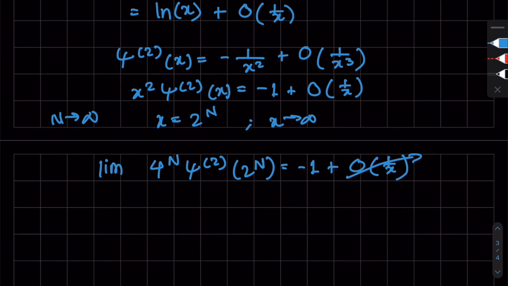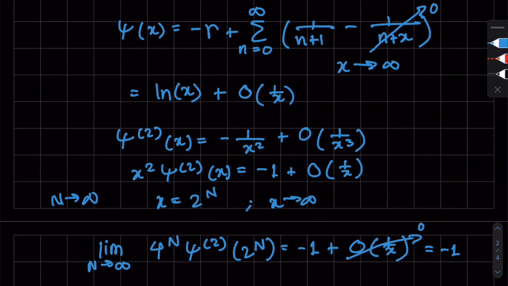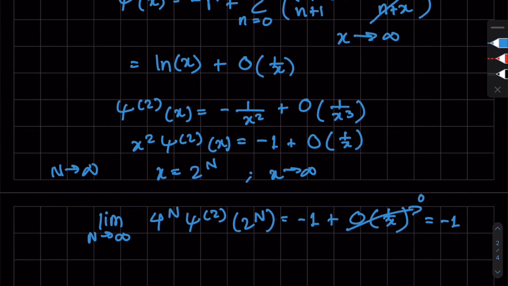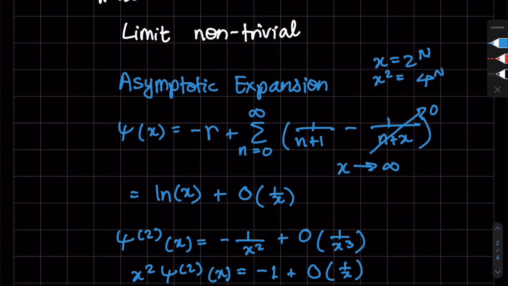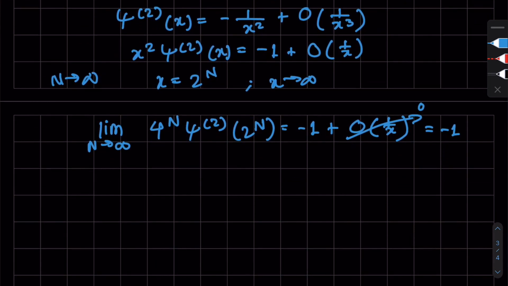So when we take the limit, those big O contributions really disappear, because then the asymptotic expansion becomes the perfect approximation. It's not even an approximation. It is the genuine thing at that point. So then we're going to have a minus 1 out of there.